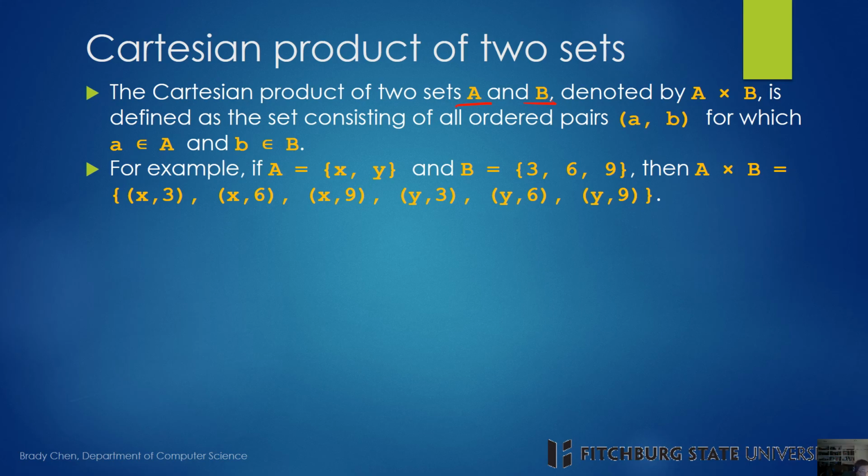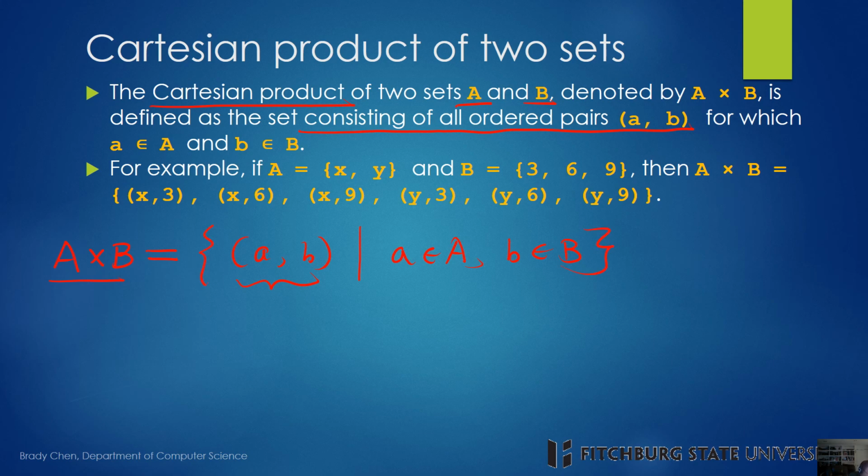But here, we define another set using something called the Cartesian product. That means we're going to create a new set which consists of all the ordered pairs (a, b), where a belongs to A and b belongs to set B. So it's all the ordered pairs. We call this A times B, and that's the Cartesian product.